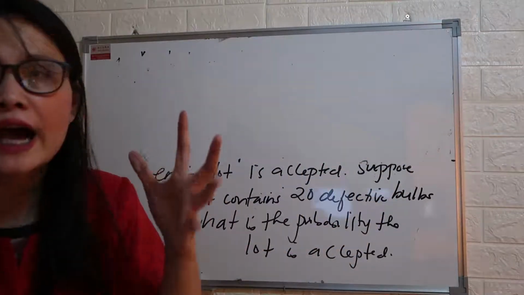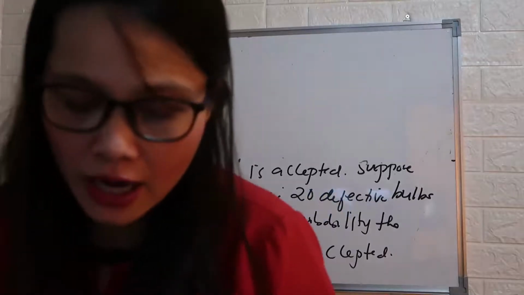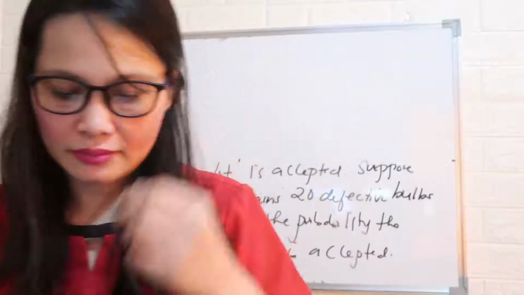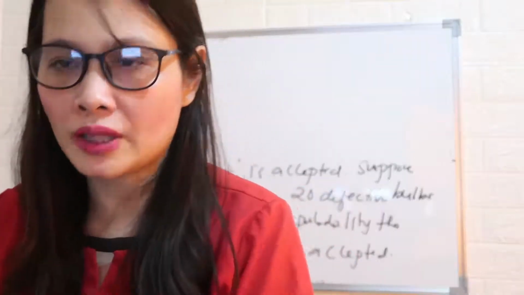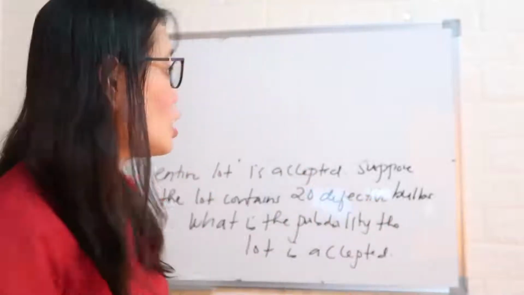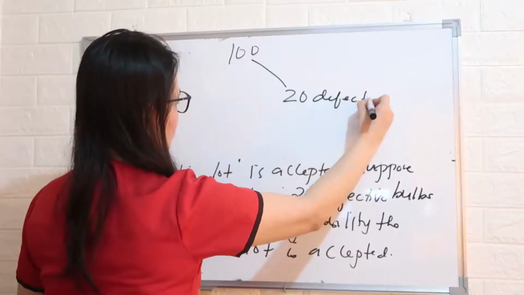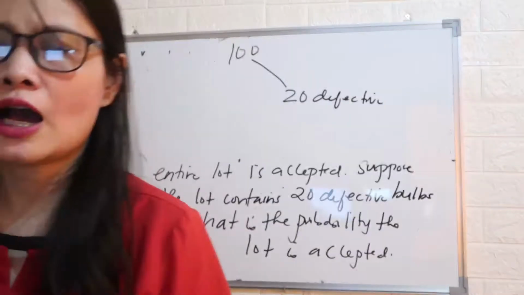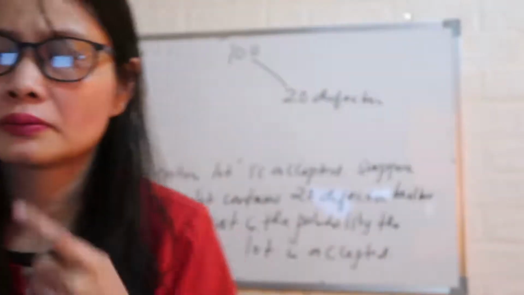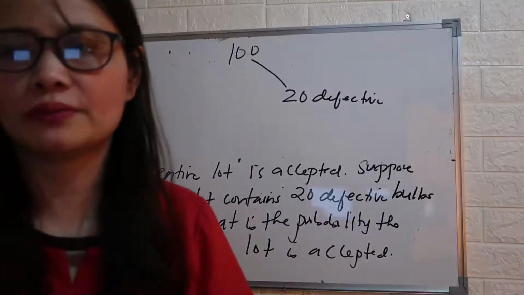So there are 100 light bulbs. How many are accepted and tested? And how many are defective? If you have 100 light bulbs and there are 20 defectives, how many are not defective? How many have no defect? If that's the case.